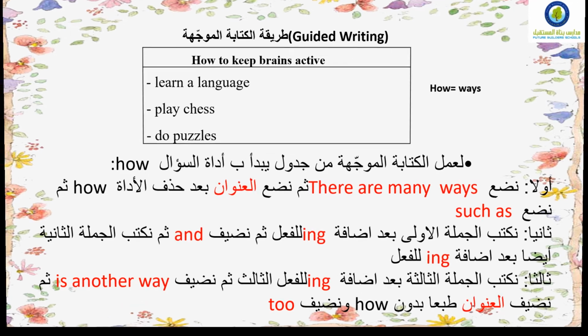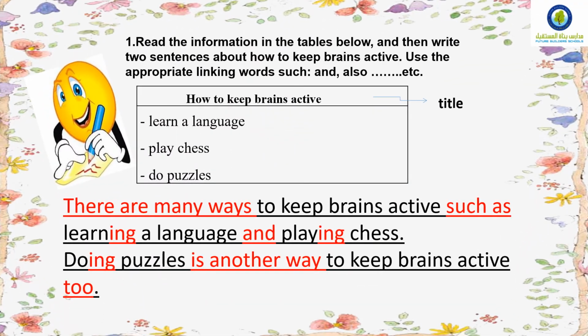Now, the same example, and I did it for you. The question will be: read the information in the tables below and then write 2 sentences about how to keep brains active. Use the appropriate linking words such as and also. Now, the box that you have is how to keep brains active, and it is the title. You have 3 verbs: learn a language, play chess, do puzzles.